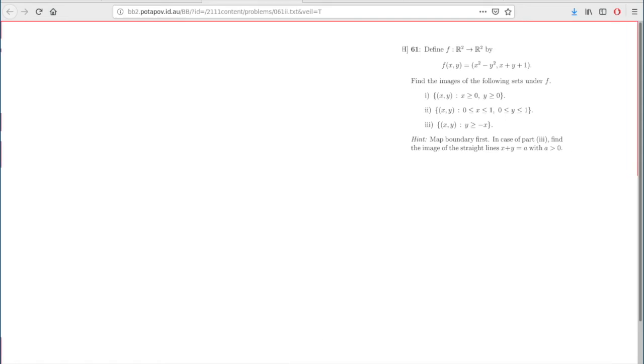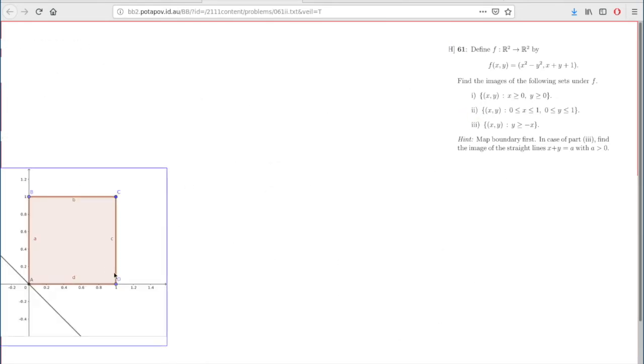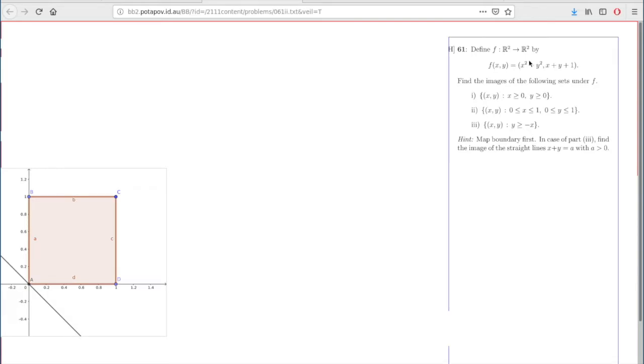Now, the key to our approach to this question will be showing where the boundary of this set goes. So we will look at the set. This is a square. This is a set in part 2. It's a unit square. And we will focus on where the boundary of the set is taken by this map.